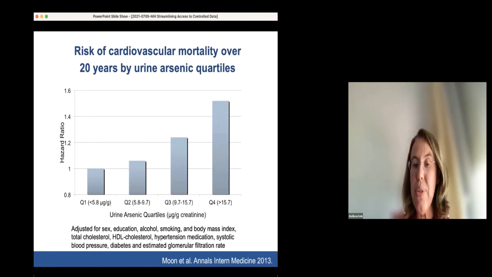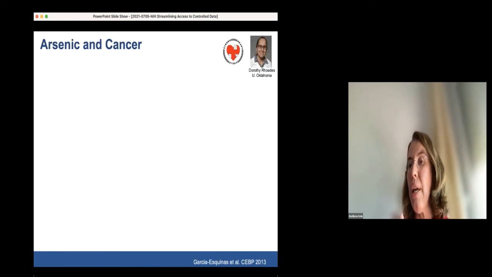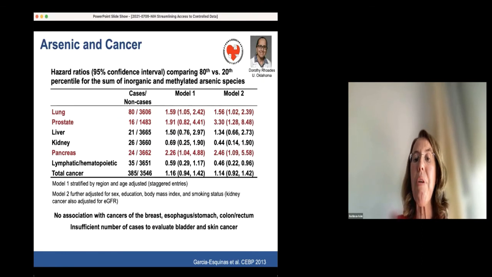We've done a lot of research on the health effects of arsenic and other environmental exposures. For instance, we also did work on arsenic and cancer with Dorothy Rhodes, who is a physician and tribal member in Oklahoma. She's at the University of Oklahoma. And we found an increased risk with multiple cancers.